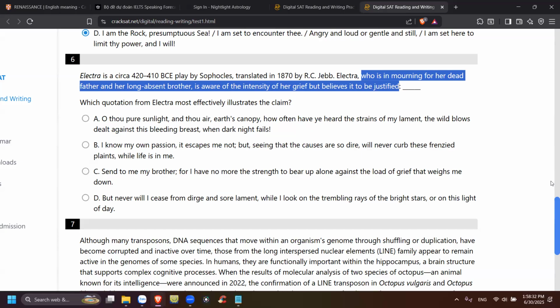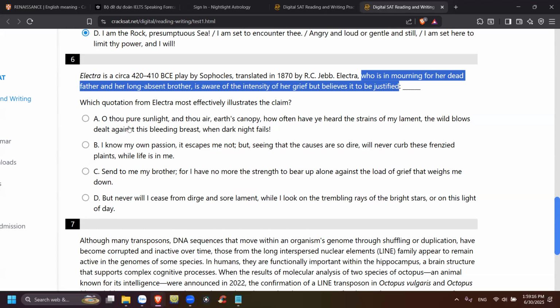I don't know. B is not relevant. But I cannot understand A. "Oh, thou pure sunlight, thou air." No, I think it's D. I'll go for D. "Never will I see..." Cease means stop. "Indulge in sore lament." Lament means sadness. Why say look on a trembling ray of a bright star? Because it sounds positive too. So I think it's both negative and positive here.